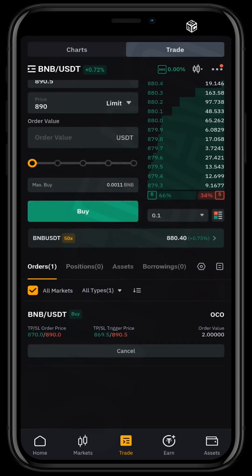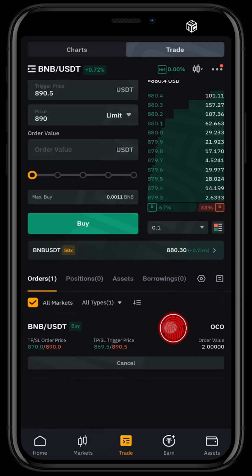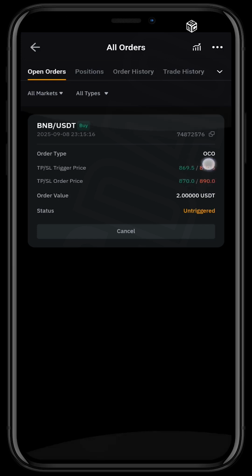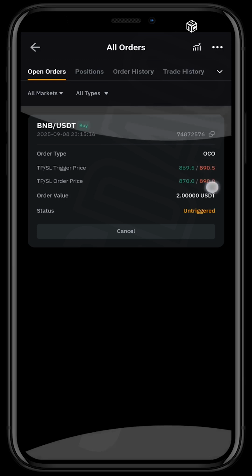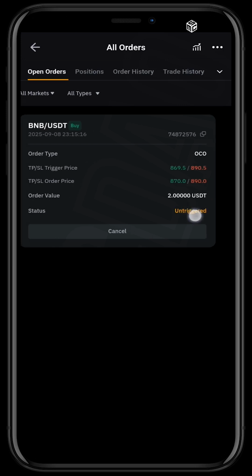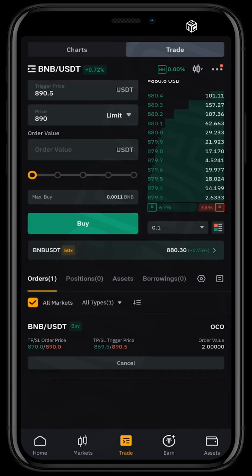Alright, so if you go down, you'll see that our order has been set. Just open this. You can see that we have two orders here: a take profit order and a stop loss order with their respective trigger prices. You can see the status here is untriggered, meaning that none of these orders have been triggered or filled. So guys, that's how to set an OCO order for buy. Alright, so we're going to go back and do it for sell.